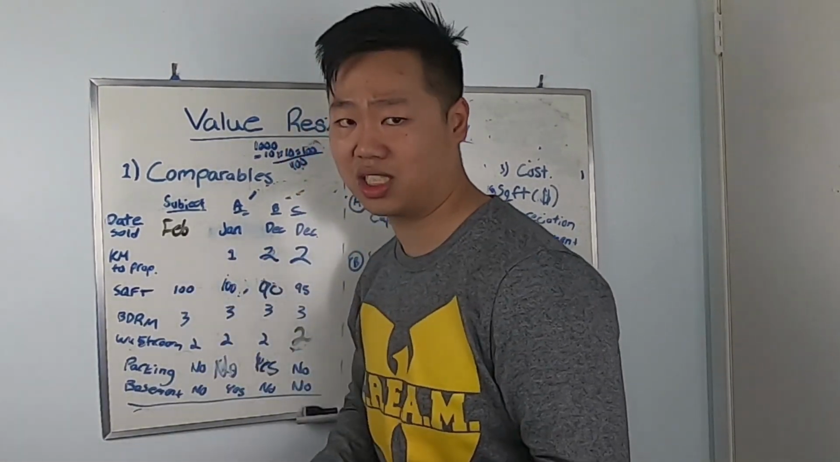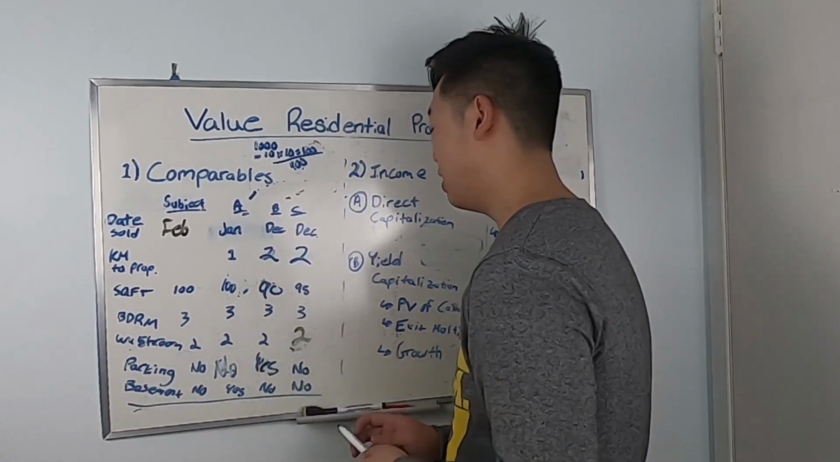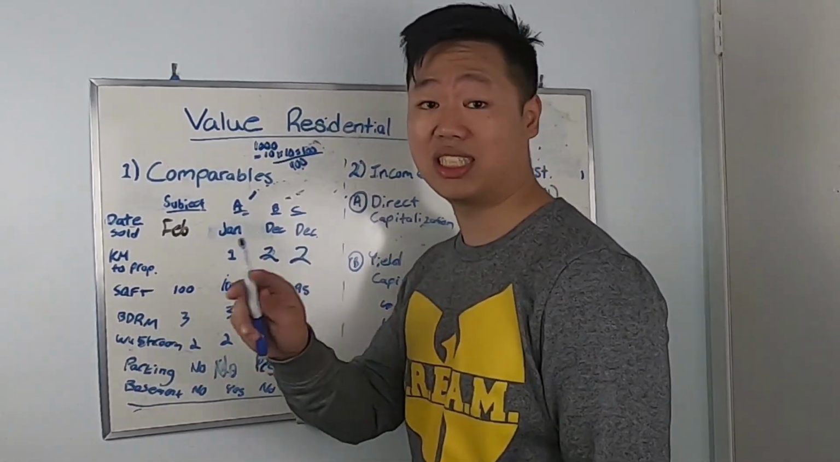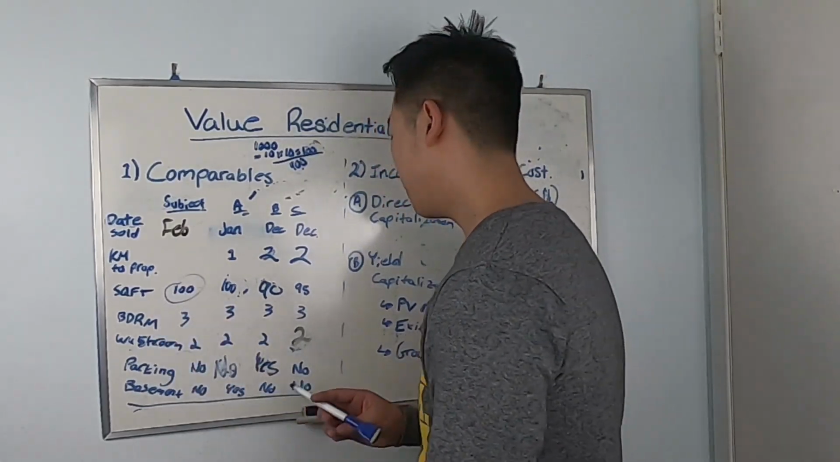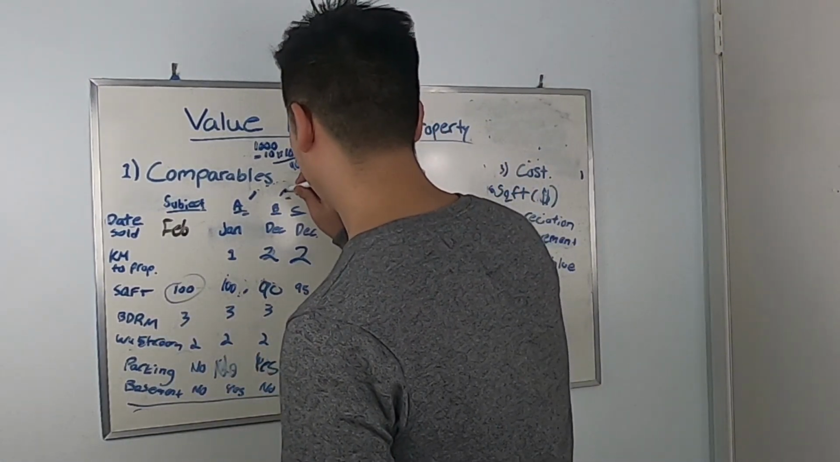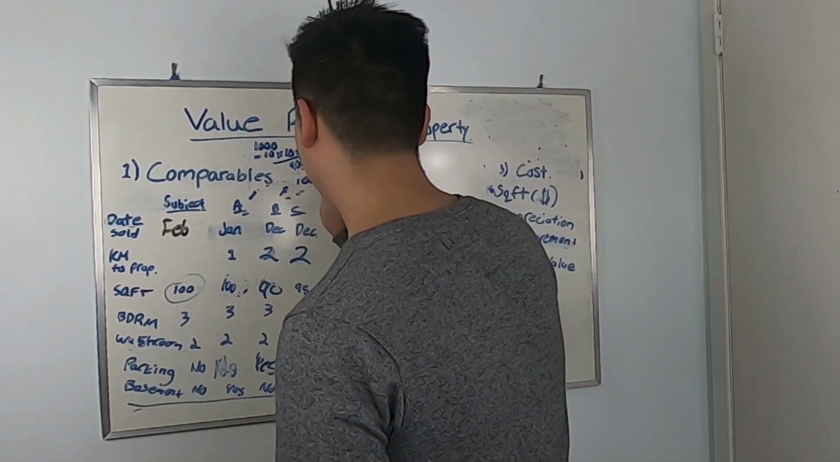So it's comparable to the subject property. Same thing with B. So B has 90 square feet, which is 10 square feet less than the subject property, which has 100 square feet. So let's say B also sold for $1,000 as well.